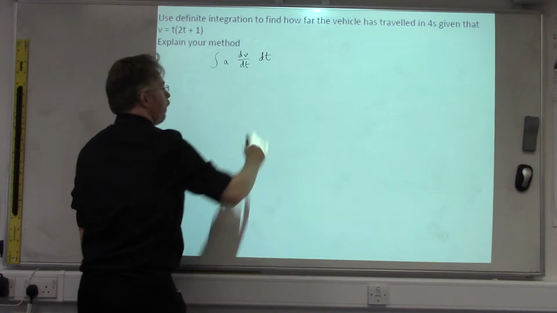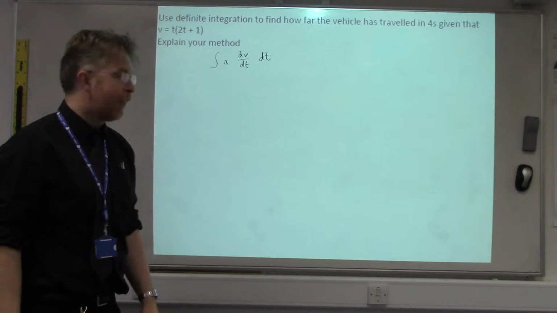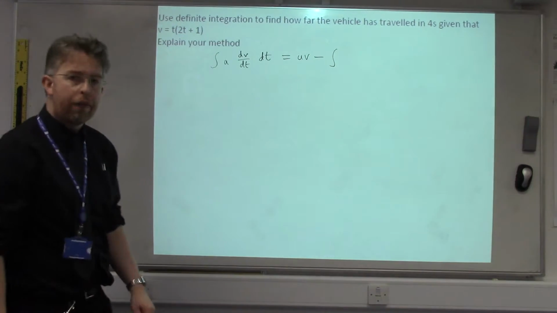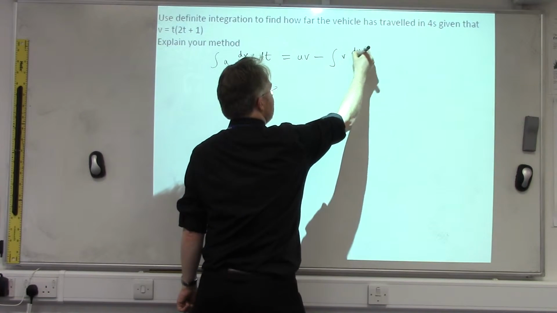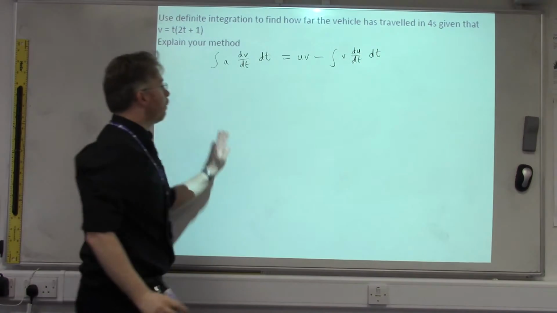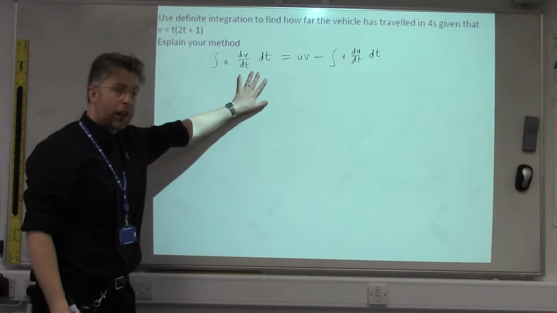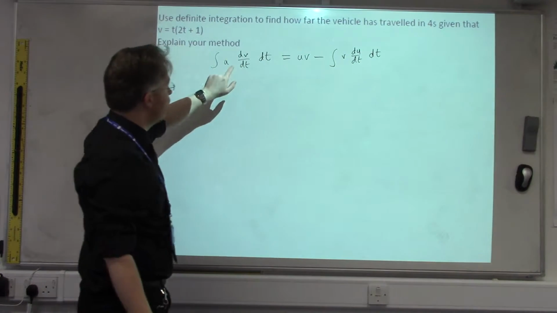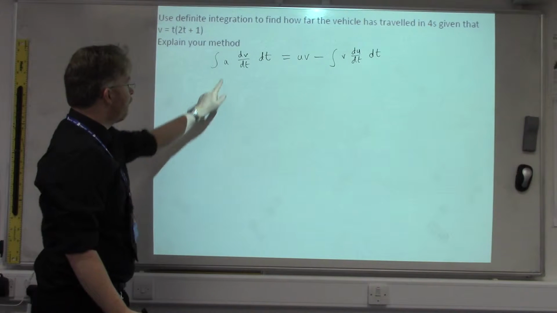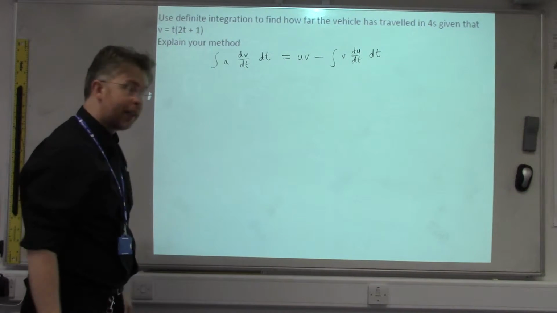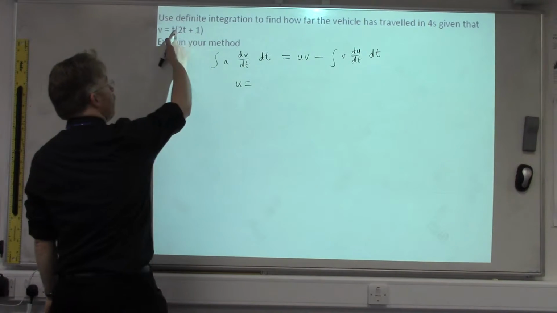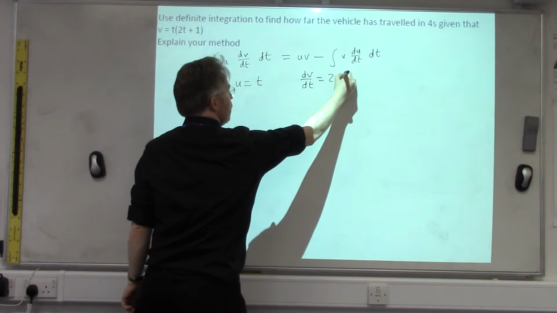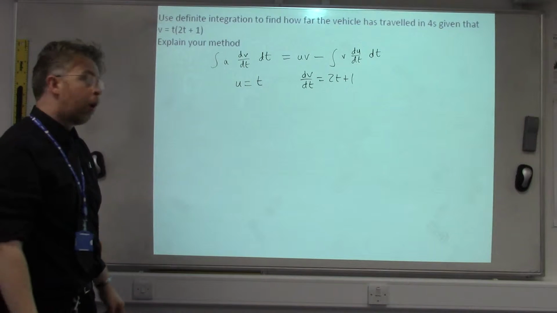So the integration by parts formula is the integral of u times dv/dt dt, and that's equal to u times v minus the integral of v times du/dt dt. So the idea is we start with a function with an integral on the left hand side, we turn it into one on the right hand side, where this is easier to integrate than this is. So we have to identify what our u is and what our dv/dt is. So in this case, the u will be t, and the dv/dt will equal 2t plus 1.